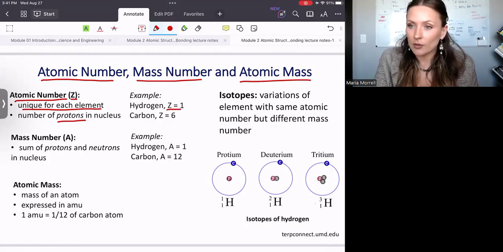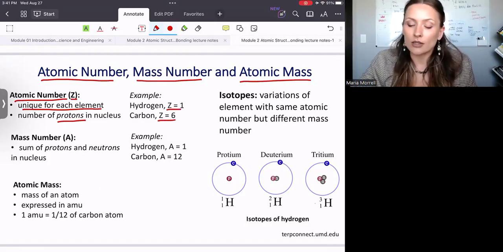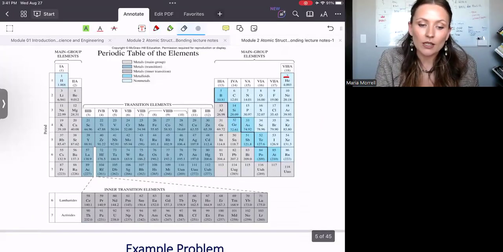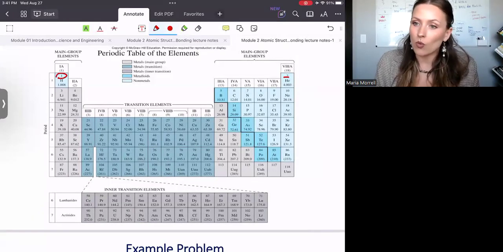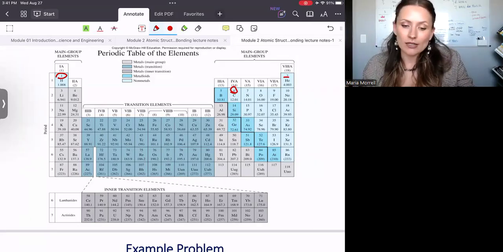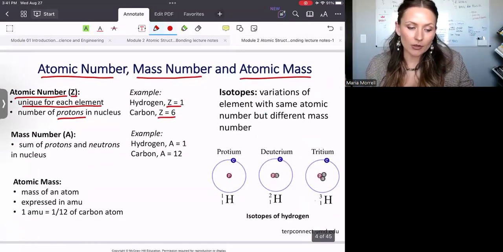Hydrogen, the atomic number is 1. Carbon, the atomic number is 6. Let's look up the numbers and find those examples. Here's your hydrogen, and here's your number 1. This is the atomic number for hydrogen. And here's your carbon that has the atomic number of 6. And each number is always unique for every single element.